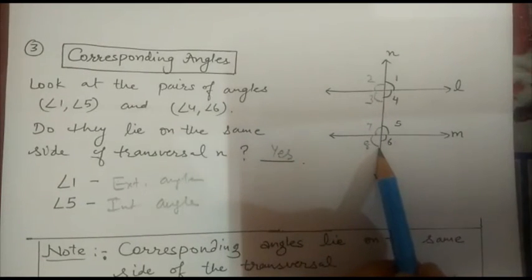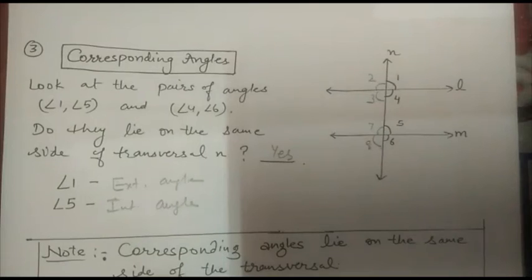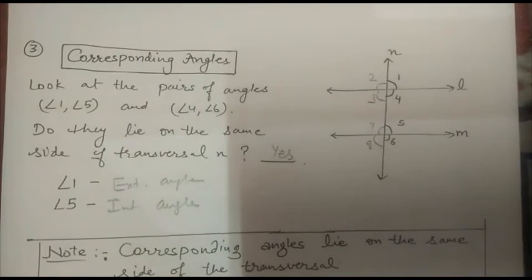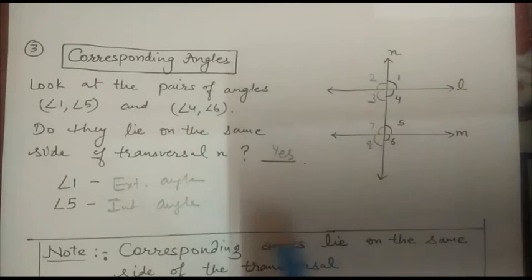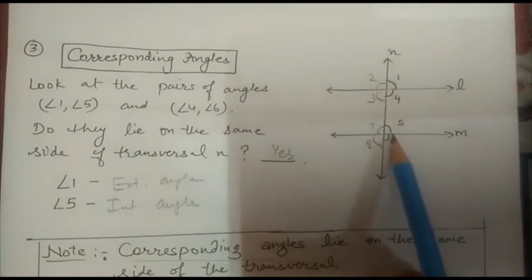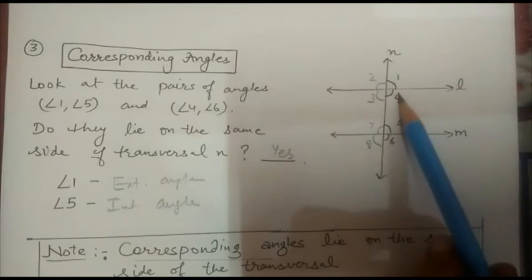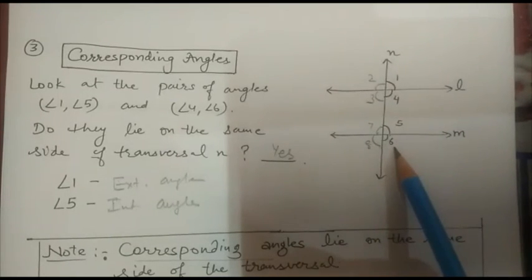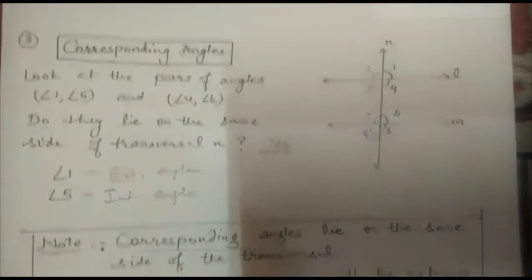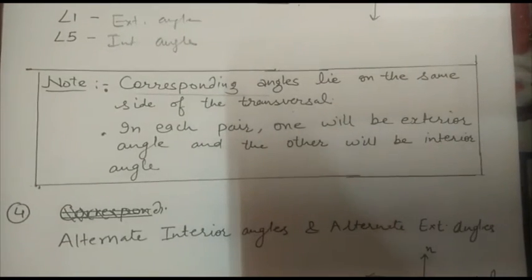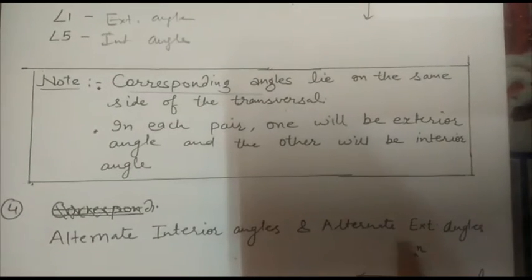So such type of angles which lie on the same side of transversal, in each pair one angle is exterior and other is interior. These pair of angles are known as corresponding angles. So what does it mean? If angle 1, corresponding angle will be 5, angle 4 corresponding angle will be 6. For angle 2 it will be 7, for angle 3 corresponding will be 8. Next comes alternate interior angles and exterior angles.